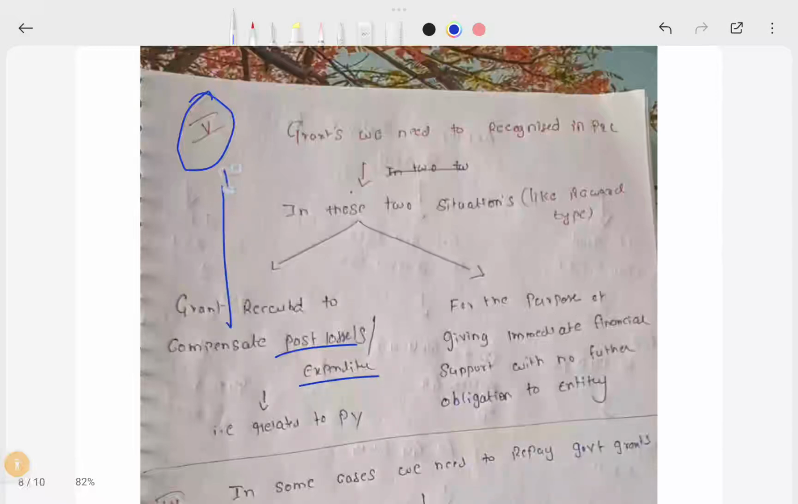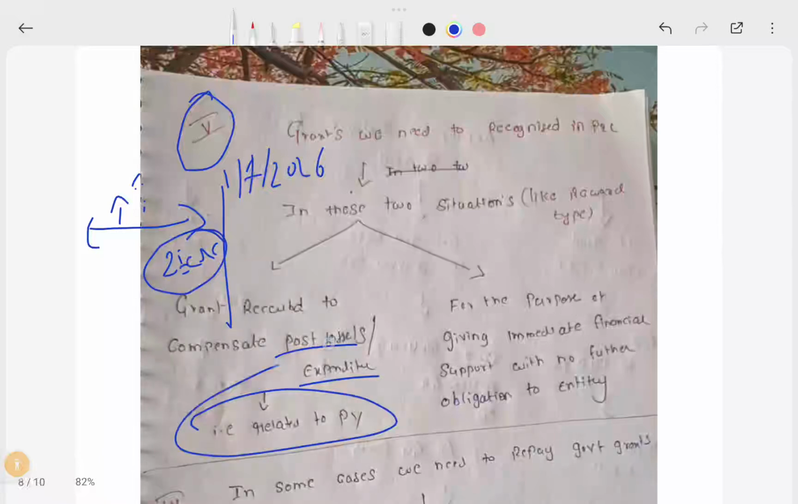Say suppose on 1st April 2026 the government came and said, if you spent more than 500 crores on research and development in your previous years, we are going to give 250 crores benefit to you as a government grant. In this situation, the entire 250 crores grant is related to that research expenditure you already spent in the previous years, so it should be recognized in P&L immediately.